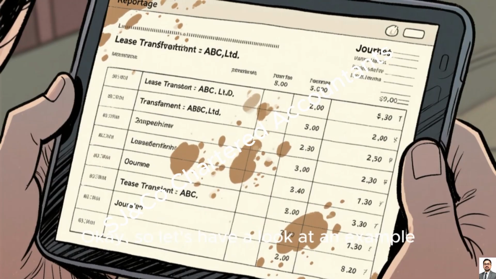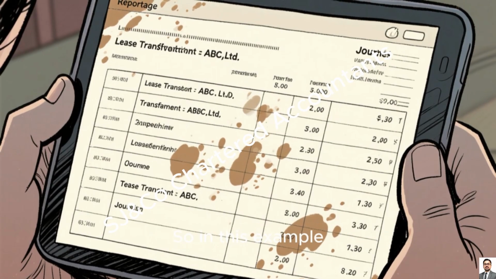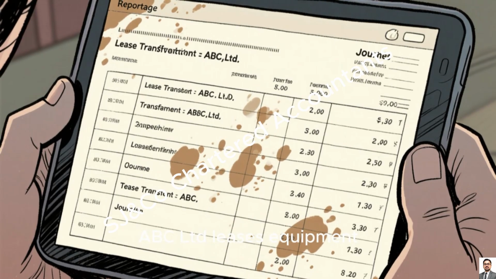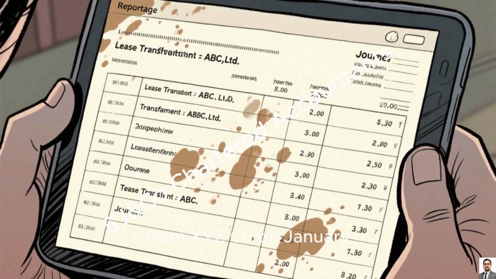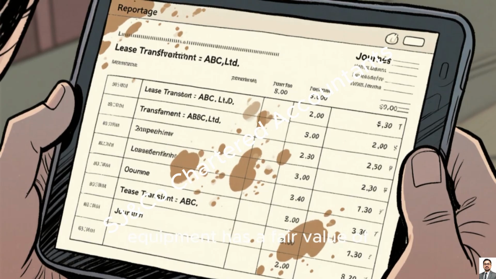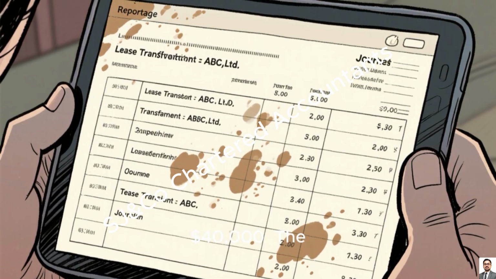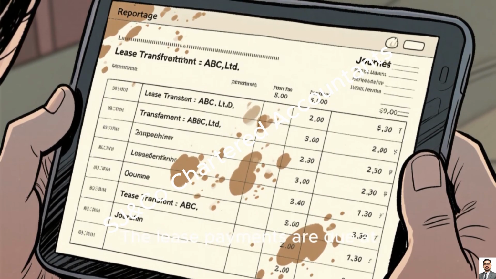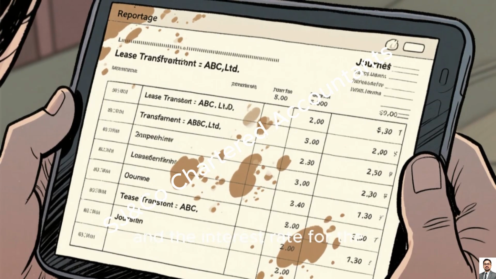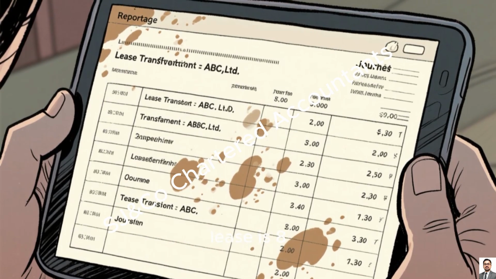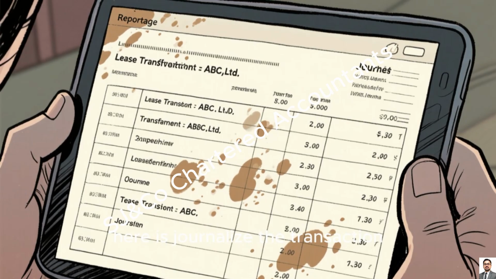Okay, so let's have a look at an example. In this example, ABC Limited leases equipment from XYZ Co. on January 2022. The equipment has a fair value of $40,000. The lease term is 3 years. The lease payments are due at the end of each year, and the interest rate for the lease is 8%. So what we have to do here is journalize the transaction.